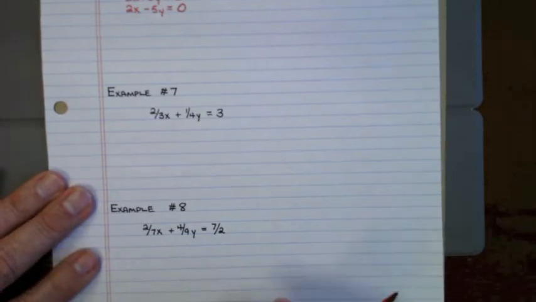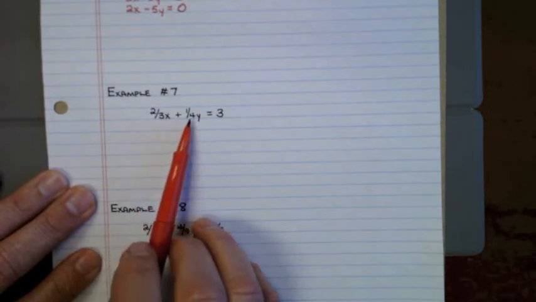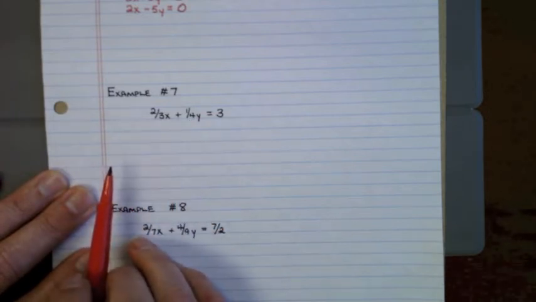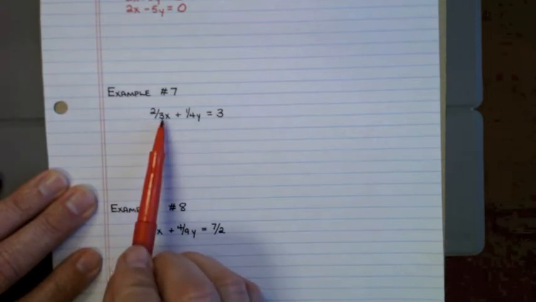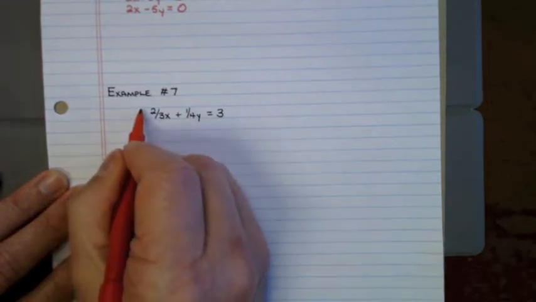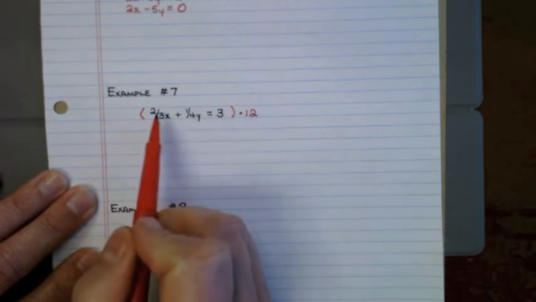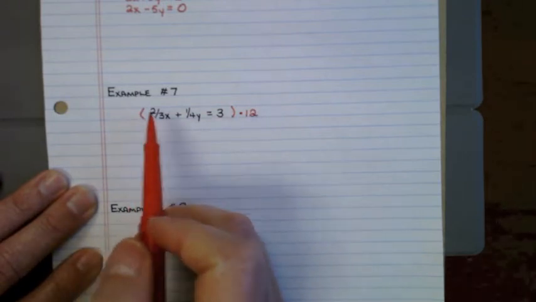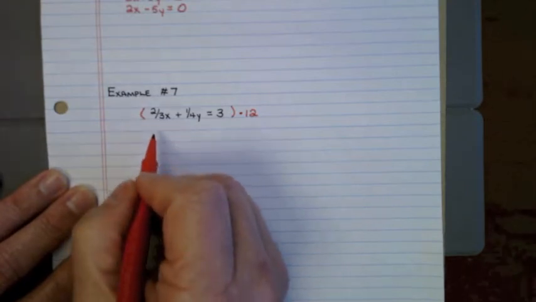Example number 7. What makes example number 7 different than the other ones is there is more than one denominator. I need to find a common denominator. An easy way to find a common denominator is simply multiply these two numbers together and you've got a common denominator. So 3 is a denominator, 4 is a denominator, 3 times 4 is 12. I'm going to multiply everything by 12. 12 times 2 is 24. 24 divided by 3 is 8.